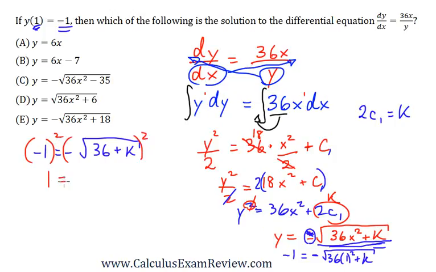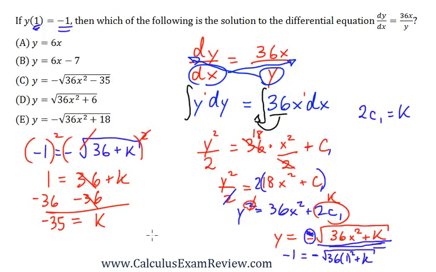So we get positive 1 equals the negative. We get rid of the negative, right, because it's squared. Same thing here. Root squared cancel out. So we got 36 plus k. Now we can subtract the 36 from both sides of the equation. And k is 1 minus 36, negative 35.